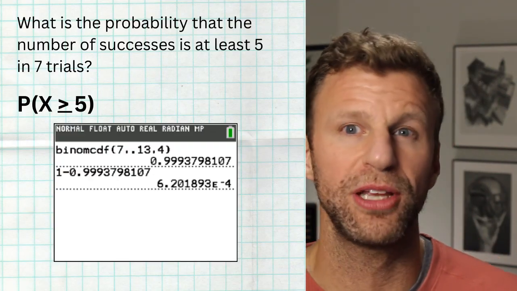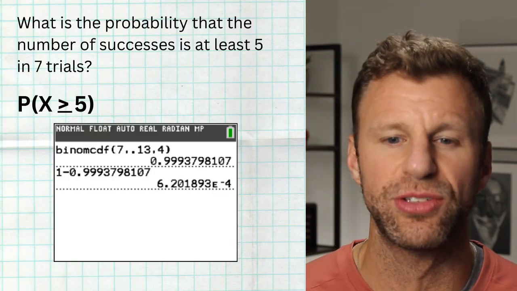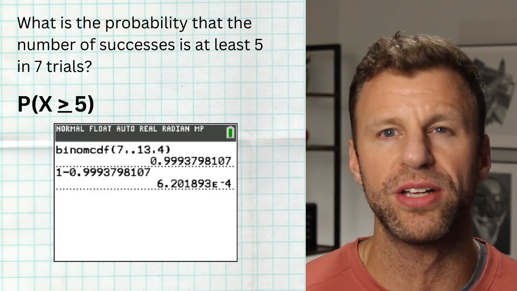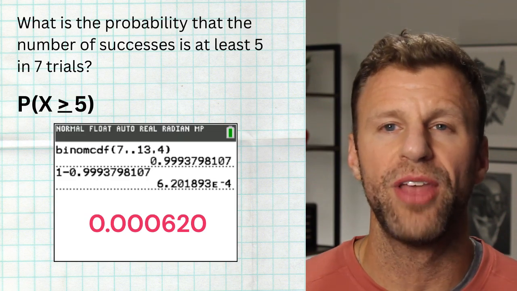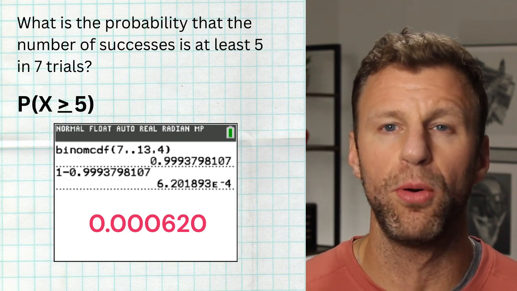And it's an extremely low probability. Look at that scientific notation there. The probability would be 0.00062. Extremely low probability that he makes 5, 6, or 7 bullseyes.